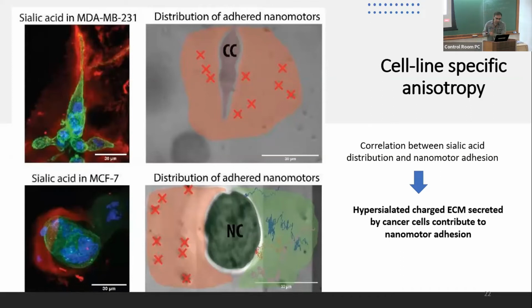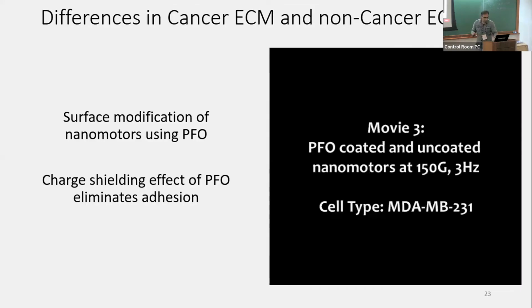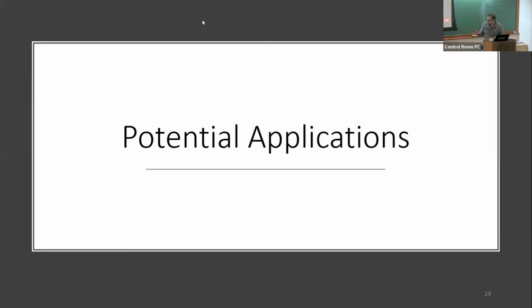The other fun thing is there is a cell-to-cell variability. So 231 type cells release a symmetric form of sialic acid, and this is also seen with the way the nanomotors stick to the cancer cell. For MCF7, the way sialic acid is left from the MCF7 cells, again it's anisotropic, and our nanomotors also seem to be seeing the same thing. They get stuck in an anisotropic fashion. So I don't know if the video is running, sorry.